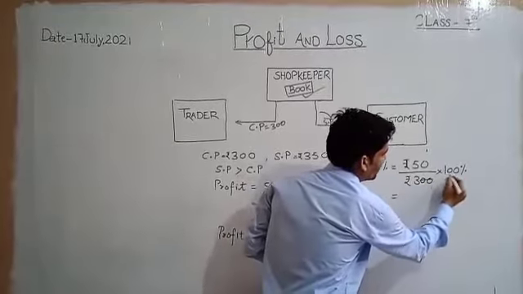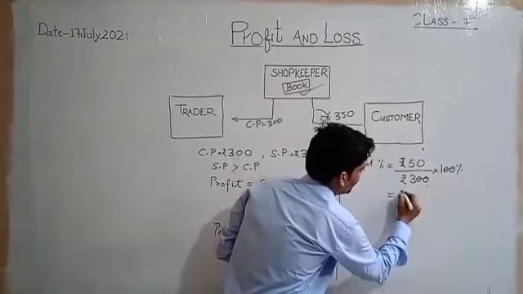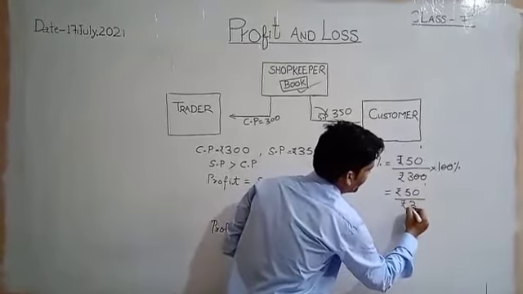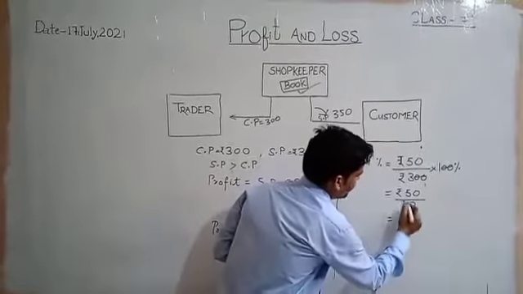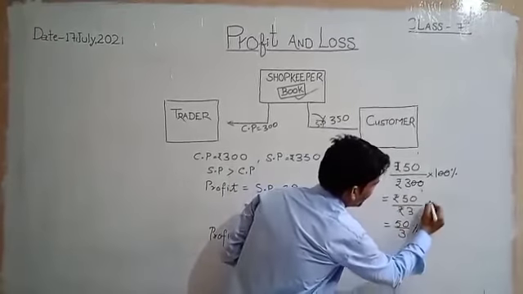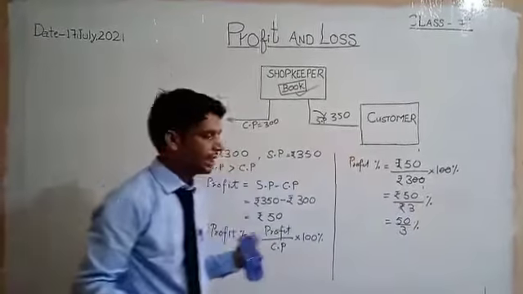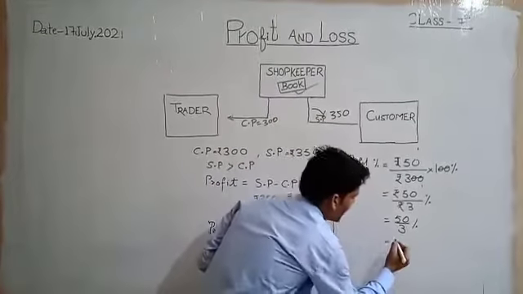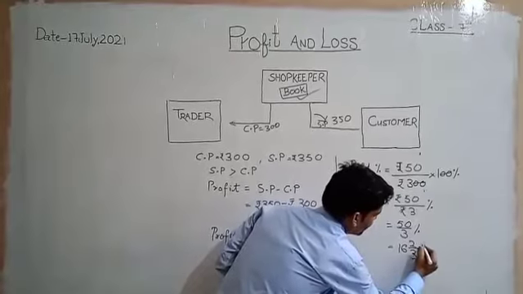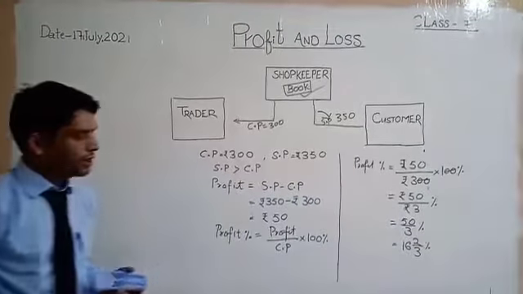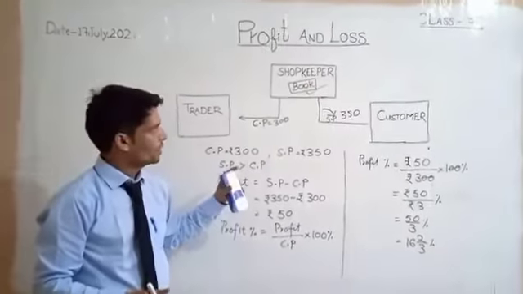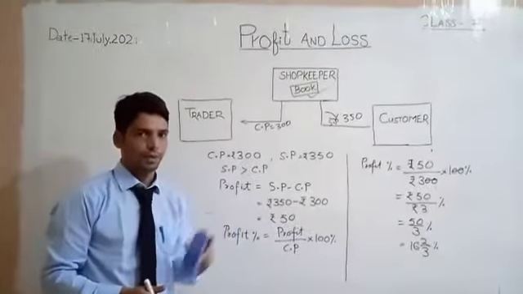You have to solve this. Two zeros cancel with two zeros. What is left? Rupees 50 divided by rupees 3. Rupees cancel with rupees, so 50 by 3%. We can write 50 by 3 as 16 2 by 3%. That is the profit percentage of the book the shopkeeper got.